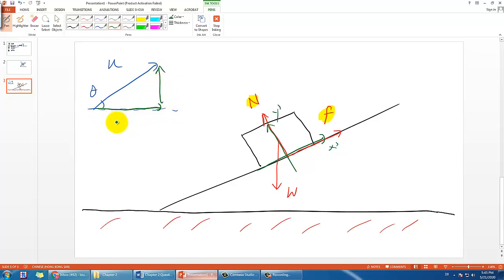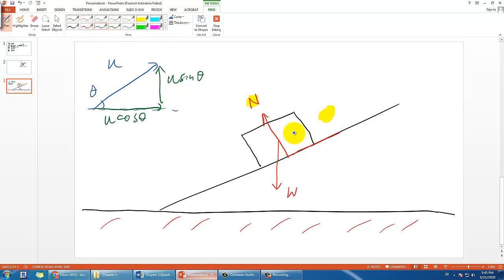Then you should be able to answer me now. By the time you're learning this, you should be more familiar with this. This should be u cosine theta, and this should be u sine theta. So my question is, if I try to divide the two components of the weight, how would you like to draw it, and what is the mathematical expression of them individually?